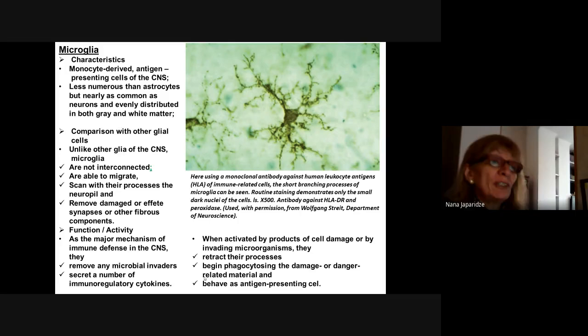First of all, they retract their processes, and immediately they start phagocytosis, and they engulf the damage or danger related materials. And then when they process these materials, they are able to present the antigen on their surfaces.